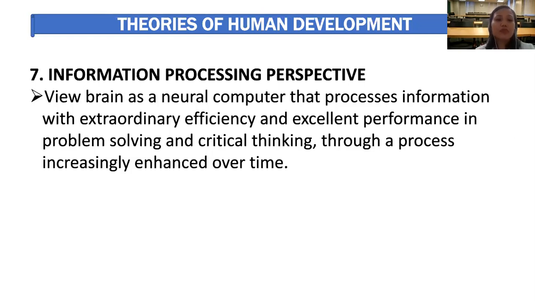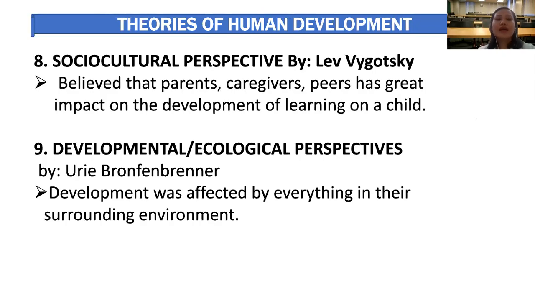Number seven, we have the information processing perspective. Okay. They view brain as a neural computer that processes information with extraordinary efficiency and excellent performance in problem solving and critical thinking through a process increasingly enhanced over time. Okay, means that the theory is based on the idea that humans process the information they receive rather than merely responding to stimuli.